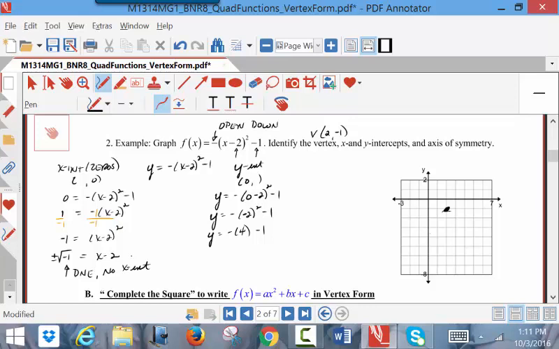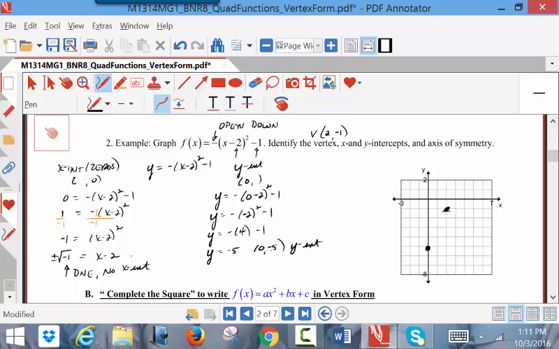Be really careful with your parentheses and your negatives all over the place here. A negative 4 minus 1 is a negative 5. So my y-intercept is the point (0, -5), 1, 2, 3, 4, 5 right here. That's all I have is my y-intercept.